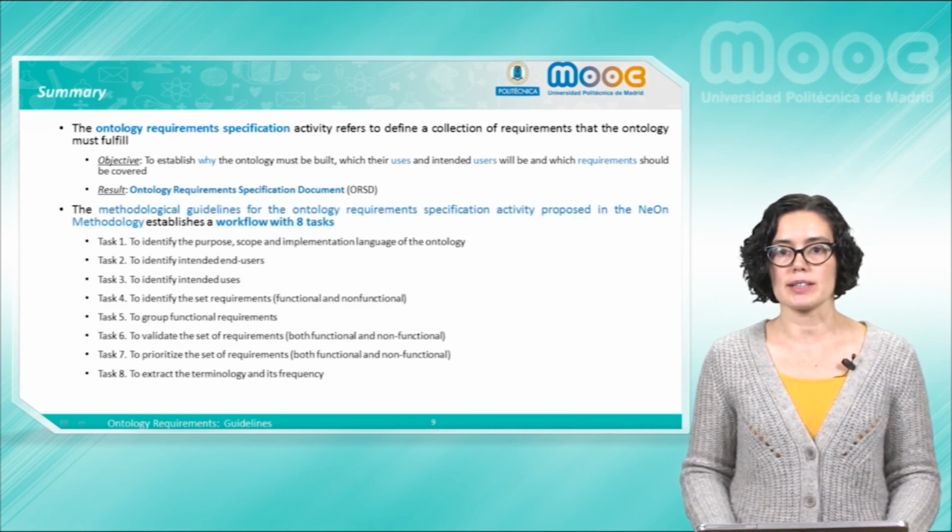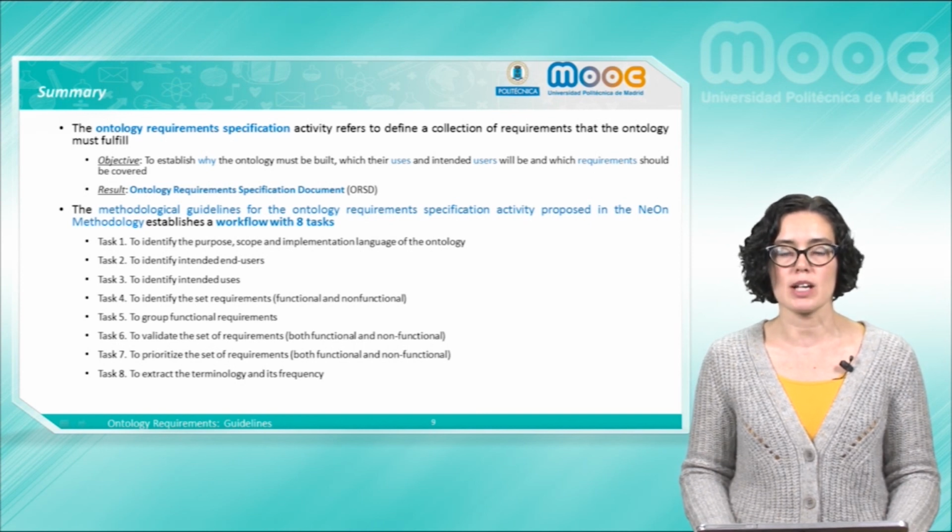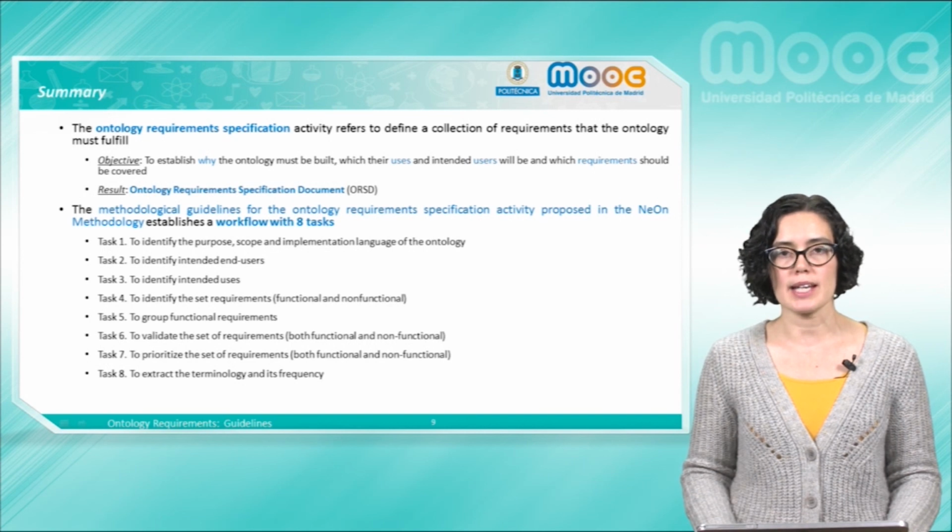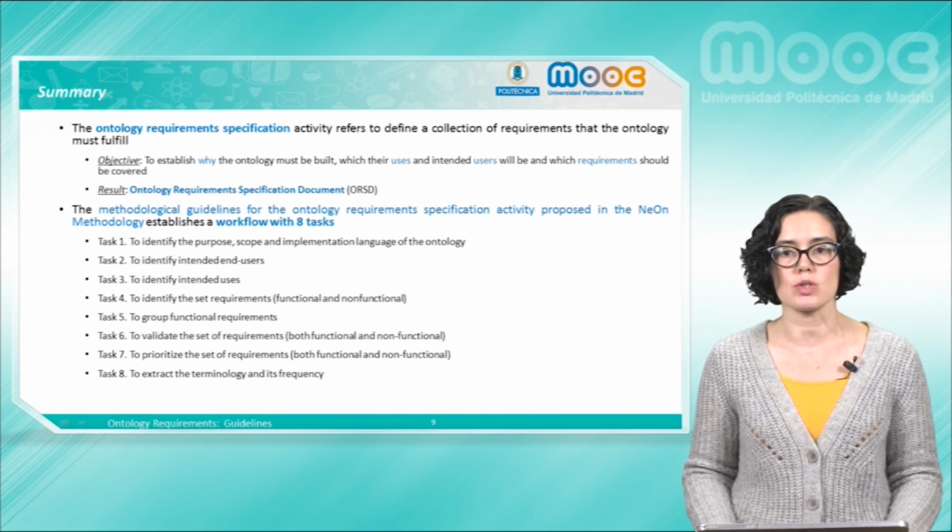The workflow for the activity proposed in the new methodology consists of 8 tasks. The first three tasks refer to identifying the purpose, scope, and implementation language of the ontology, as well as the intended end users and uses of the ontology. Next, it is needed to identify the ontology requirements, including functional and non-functional ones. After that, it is necessary to group the functional requirements. Then, we need to validate the set of requirements, and having the requirements validated, we should provide priorities to such a set of requirements. Finally, it is recommended to extract the terminology and its frequency.